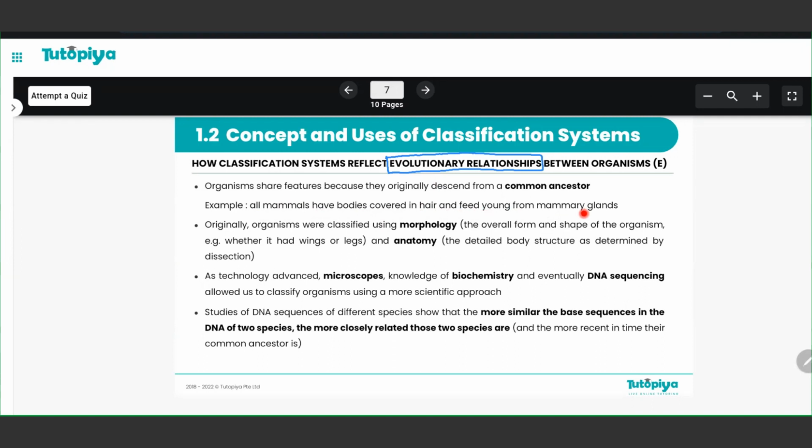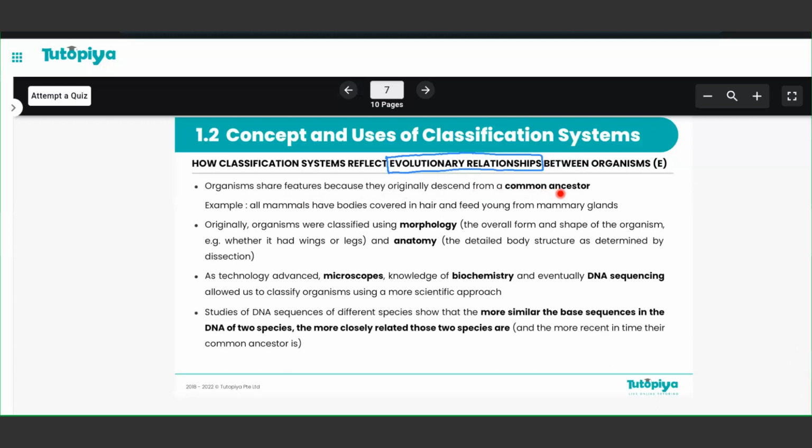So how exactly did this come about? How did all mammals get these common characteristics of being able to feed their young from their mammary glands and their bodies being covered in hair? How did these common features come about? So basically, the answer is this. All these mammals share these common features because all these organisms have descended from a common ancestor. So organisms share features because they originally descend from a common ancestor, right?